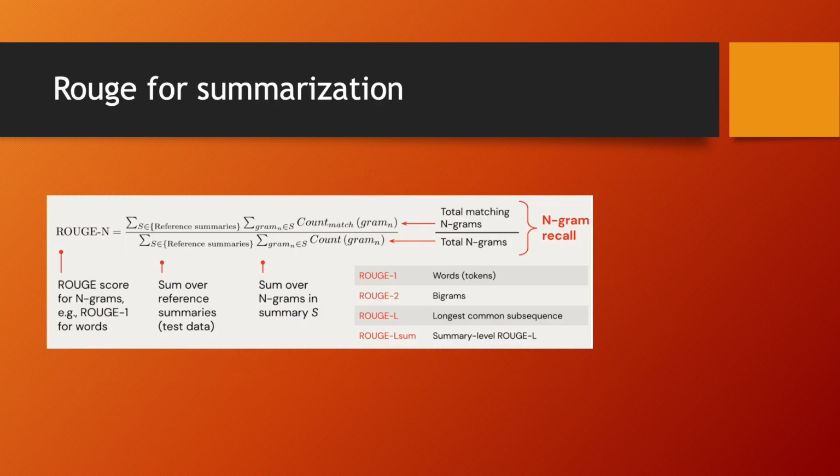We are not done yet. As you might have noticed, I didn't talk about ROUGE metrics for summarization. ROUGE is defined as total matching n-grams divided by total n-grams possible. So ROUGE-1 means words, ROUGE-2 means measuring bigrams, ROUGE-L means longest common subsequence, and so on and so forth. Thank you.